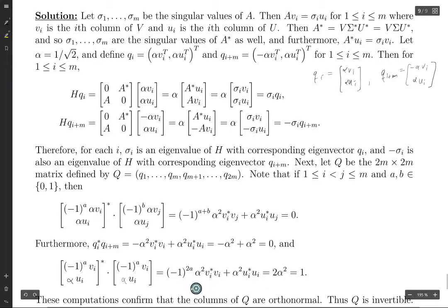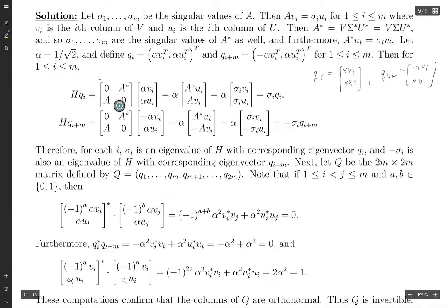Ui star ui. So this negative 1 to the 2 alpha, well, it's not 2 alpha, it's negative 1 to the 2a, and 2a will always be even, so this will always be negative 1 to a positive power, so this will always be positive 1. We'll have alpha squared, and vi star vi is 1, and then we get plus alpha squared times 1. So we get alpha squared plus alpha squared, so we have 2 alpha squared.